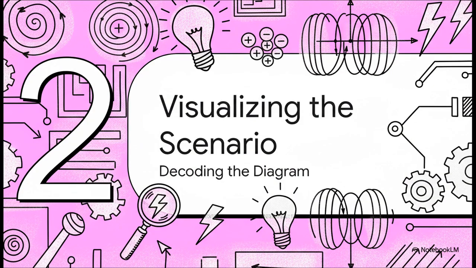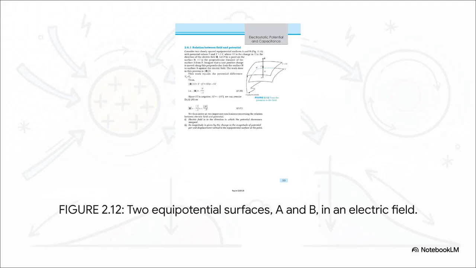Okay, theory is one thing, but to really get this, we've got to see it. And this next diagram we're about to look at is the absolute key to unlocking this whole relationship. Let's break it down. Okay, so take a look at this. What we've got are two surfaces, A and B, that are sitting inside an electric field. But these aren't just random surfaces. There's something special called equipotential surfaces, and understanding them is everything.